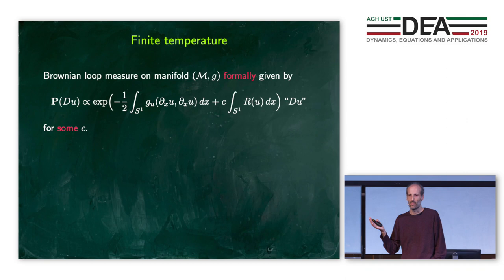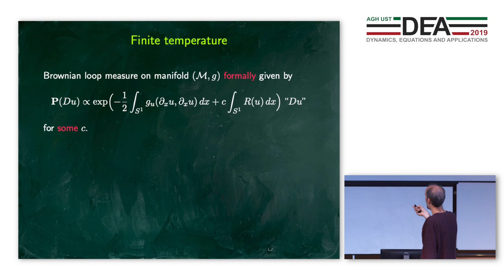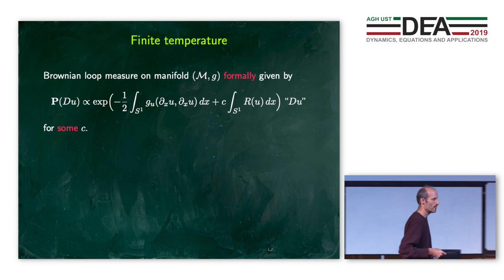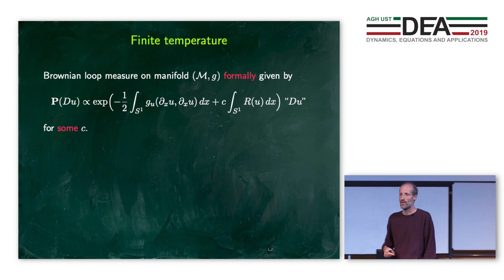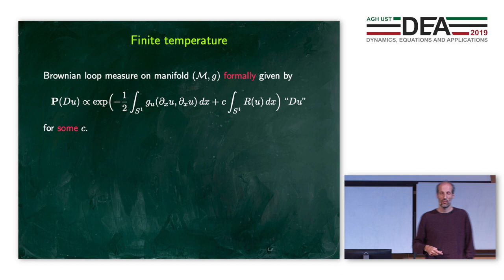So you have e to the minus exactly the same energy as I wrote on the previous slide. But the interesting thing is, depending on which paper you look at, there's an extra term that goes with it, which is a constant times the integral of the scalar curvature of your manifold along the loop. And the funny thing is that you can actually find theorems that suggest it.